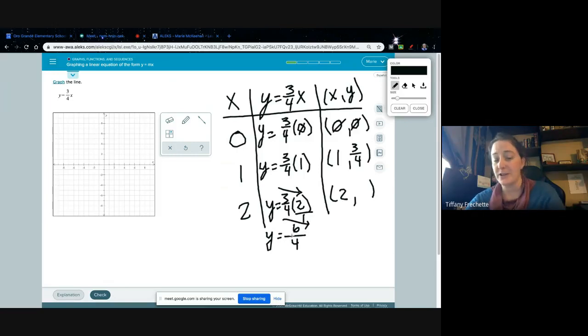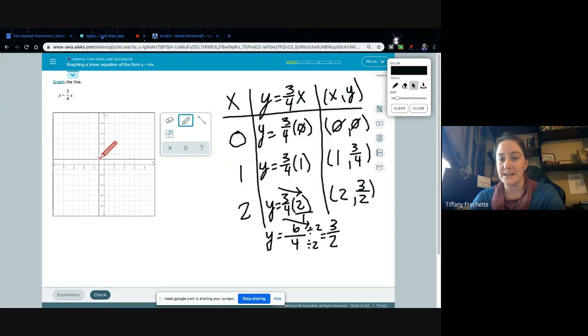The only thing we have to make sure we do is reduce. Both of these can divide by 2. 6 divided by 2 is 3. 4 divided by 2 is 2. So my answer is 3/2. So make sure, even if you end up with fractions, that's perfectly fine. It's not going to hurt anything because I can use this graphing tool.